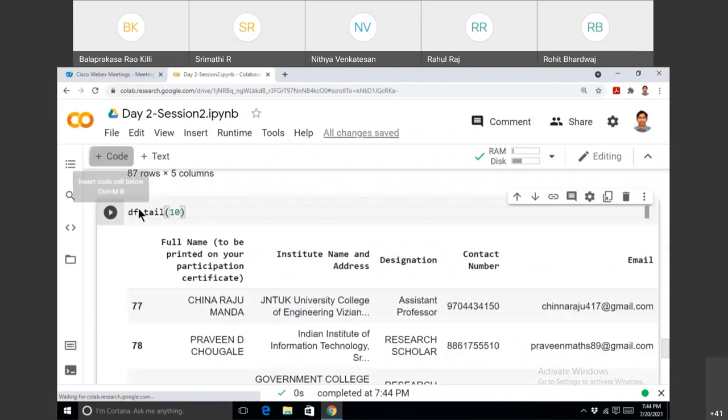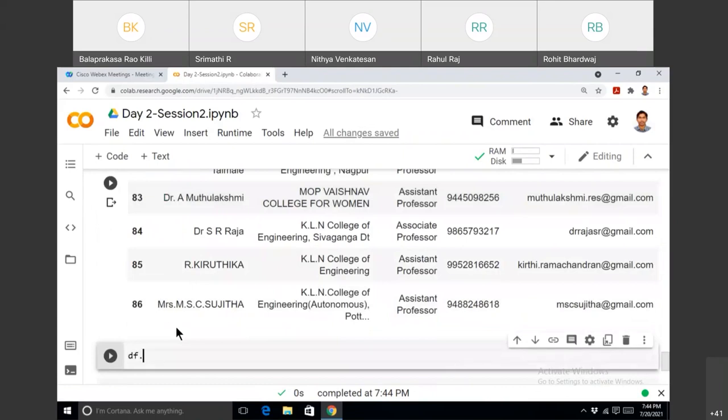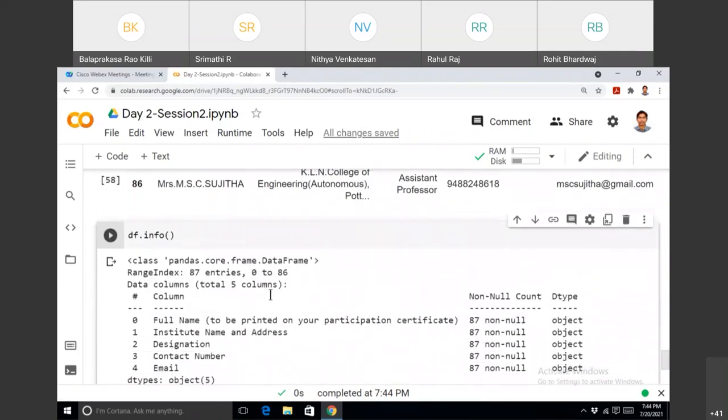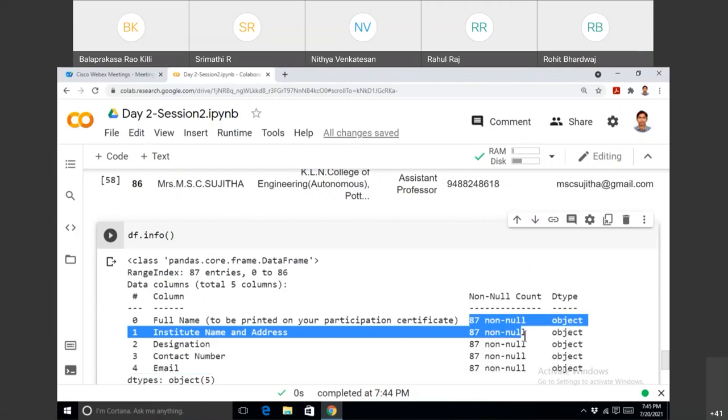If you want information about this data set, you call df.info. You see what it is telling? It is a data frame. There are 87 entries ranging from 0 to 86. There are 5 columns in total. What is the first column? Name, full name. Second column is institute name and address. Third column is designation, and so on. It gives information about each and everything. It also tells whether there are any null values inside the data. Here there is no null data.